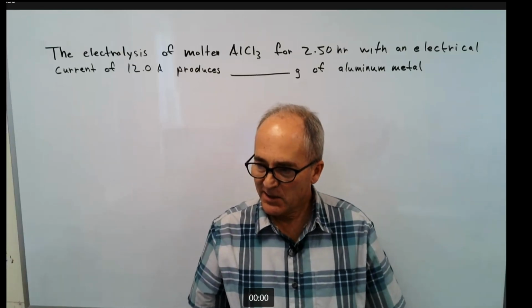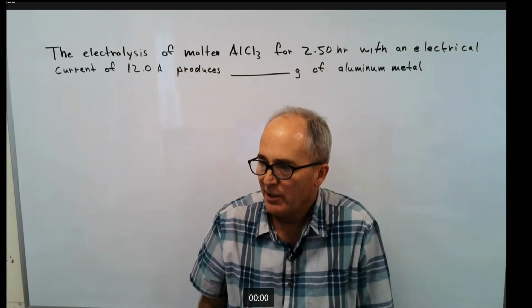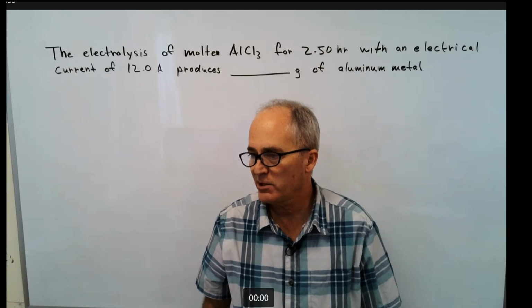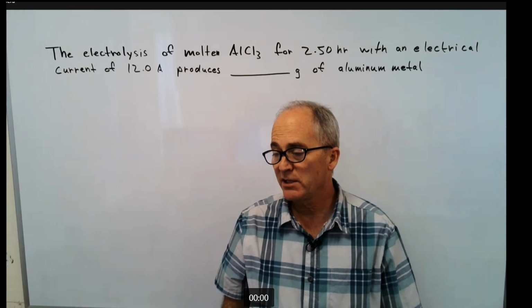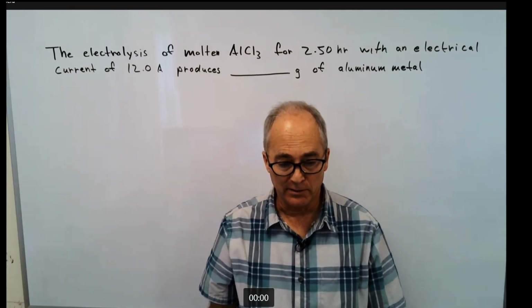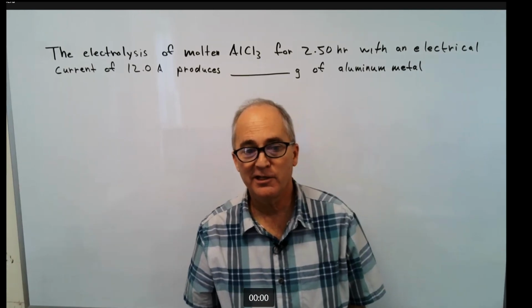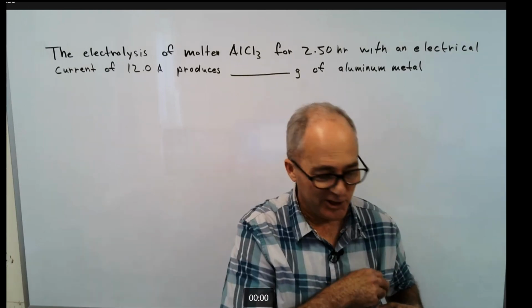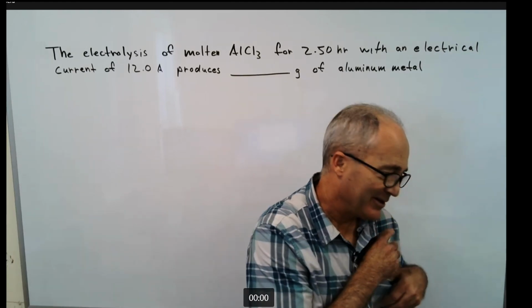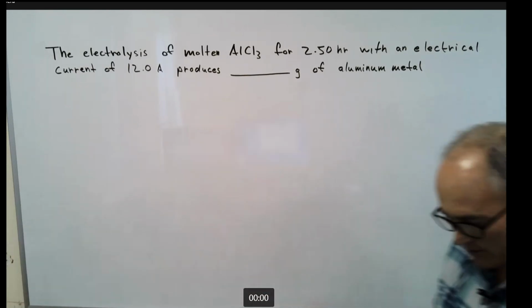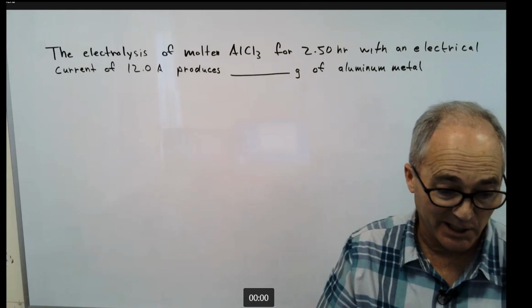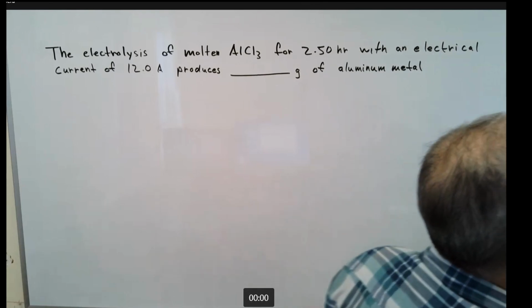The electrolysis of molten aluminum chloride for 2.5 hours with an electrical current of 12 amps produces how many grams of metal? Good question. What do you think we need to solve this problem? Delta G thing, well, something that's in that equation you definitely need. Moles, yeah, that's going to be good. We're going to need a molar mass of aluminum.